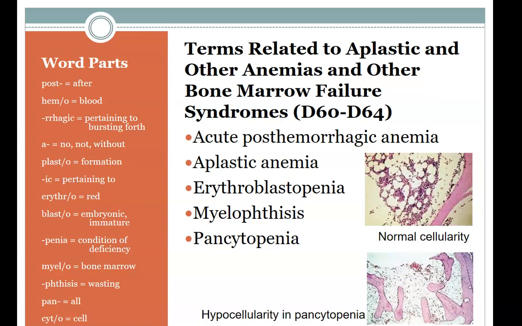The word parts. You've got post equals after. Hemo is blood. Rhagic is pertaining to bursting forth. A, no, not, without. Plastic: plasto is formation, ic pertaining to. Erythro is red. Blasto is embryonic or immature. Penia, condition of deficiency. Myelo is bone marrow. Phthisis is wasting. Pan is all. And cyto equals cell.